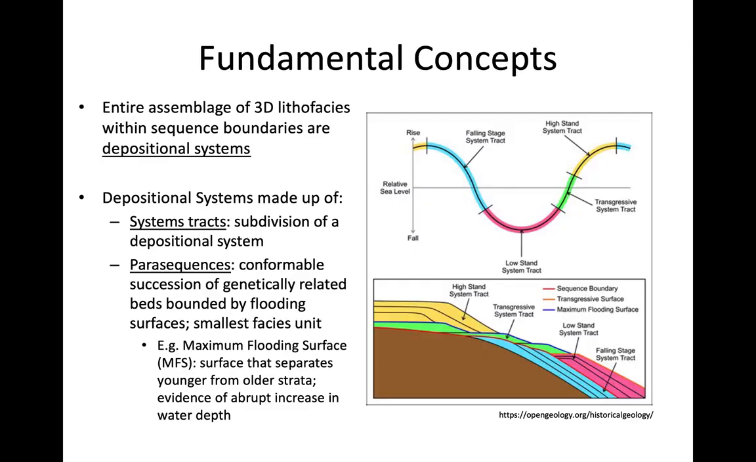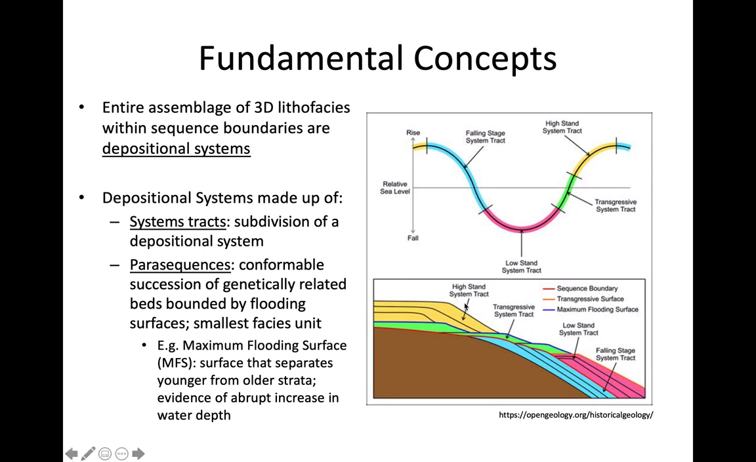All right. So we're going to go back to this real quick. Again, depositional systems. So one sequence is made up of systems tracts, and then we can find smaller units. These are the smallest facies unit in sequence stratigraphy, called parasequences. All right. These are related beds that are bounded by flooding surfaces. For example, the maximum flooding surface. This is the deepest point in a sequence, all right, as it sounds like, the maximum flooding surface, and it's evidence of an abrupt increase in water depth. And we'll talk about how we know what that looks like here in just a second.